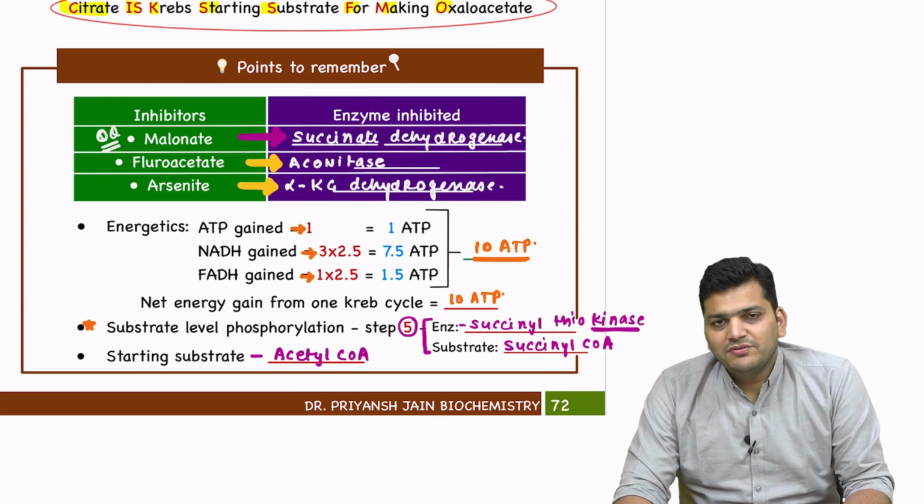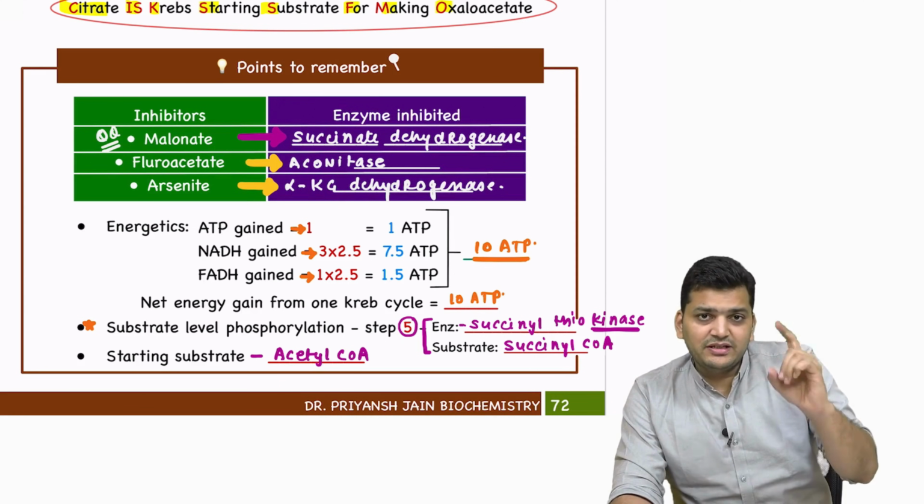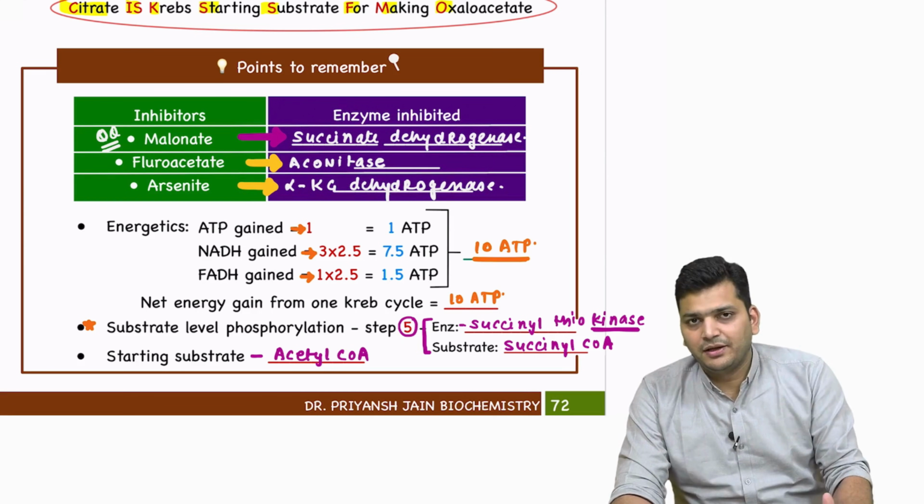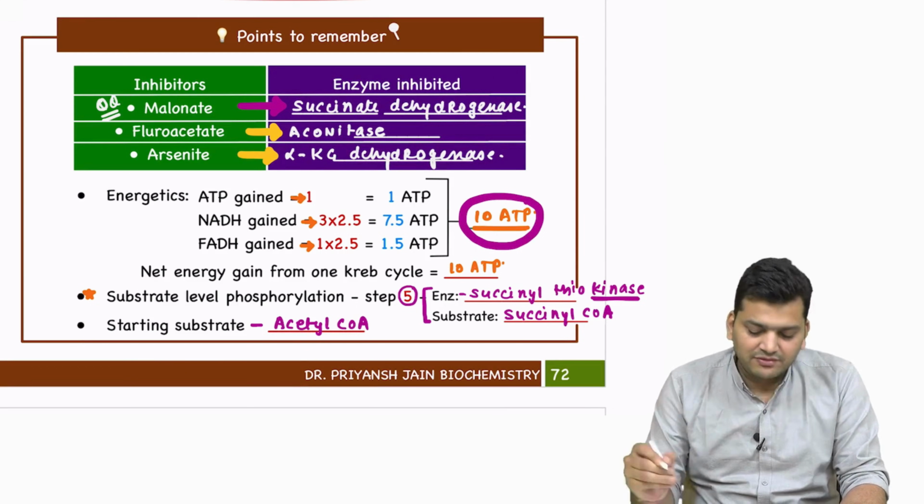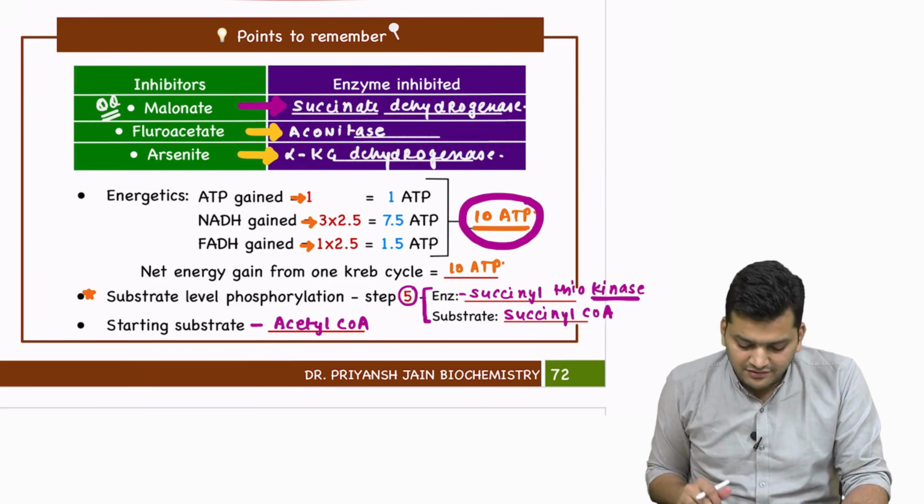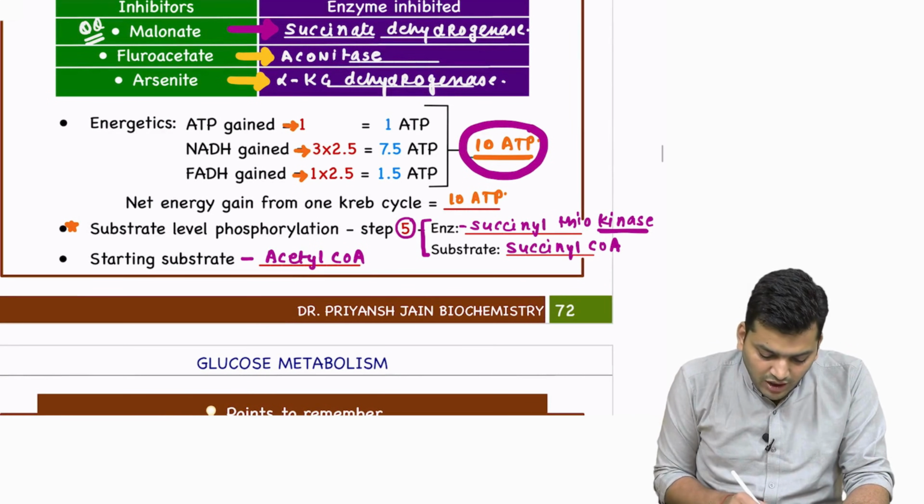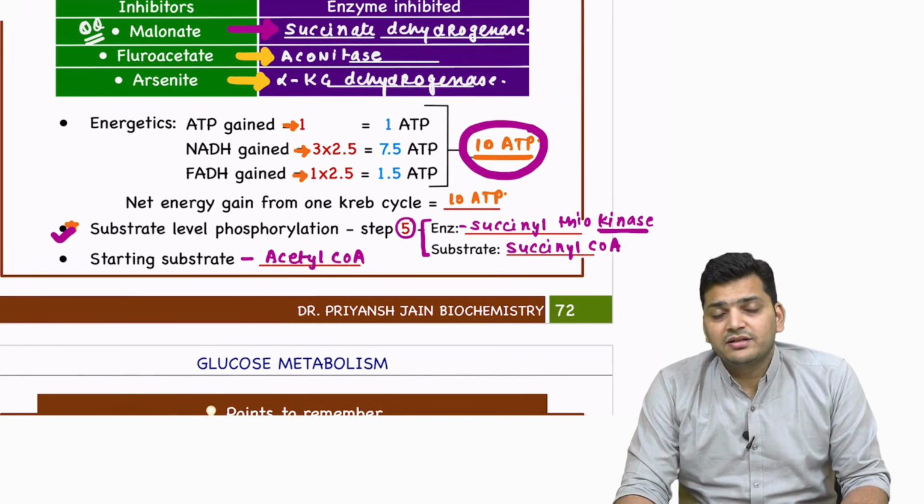In total, how many ATPs are we going to get? I told you 3 NADH, 1 FADH, 1 ATP. If you convert everything into ATP, it comes out to be 10 ATPs. We are going to get 10 ATPs. Then, when is substrate level phosphorylation happening?